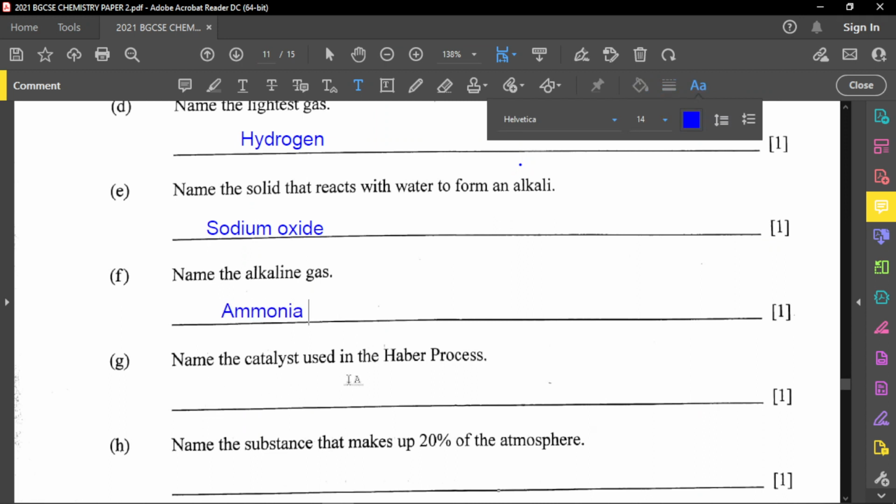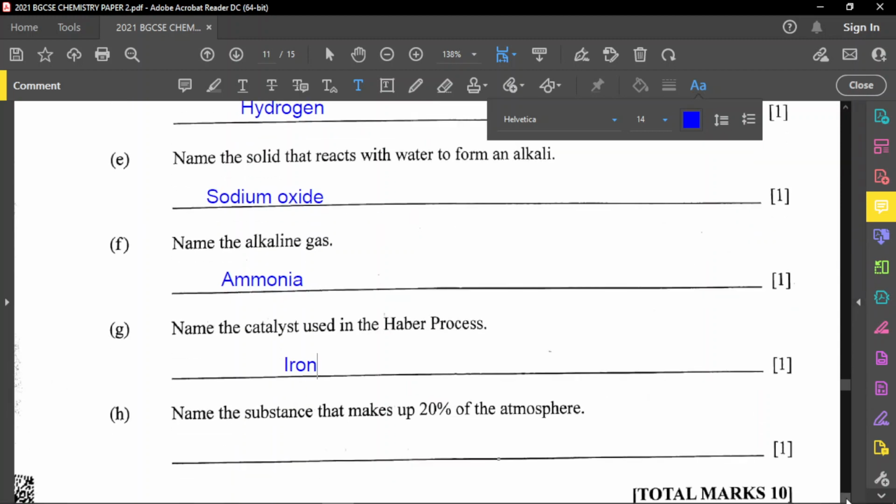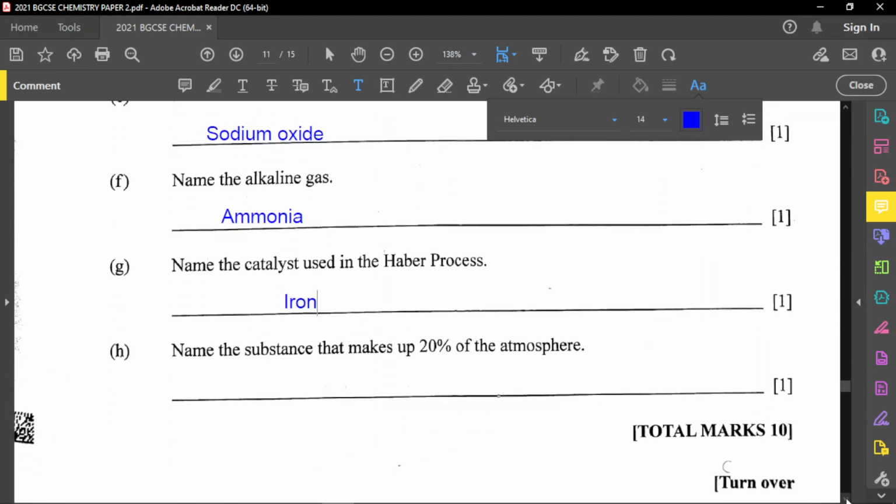Next, name the catalyst used in the Haber process, and the Haber process uses iron. I really don't need to go back up here for that, but iron is the catalyst in the Haber process, and it's actually in the chart. All right. Name the substance that makes up 20% of the atmosphere, and this is oxygen. Actually, it rounds off to be 21. Now, if you're in bio class, you'll know that oxygen is the gas that makes up 25% of the atmosphere. Okay, it's 21% on average. Yeah, so it can be 20 as well.